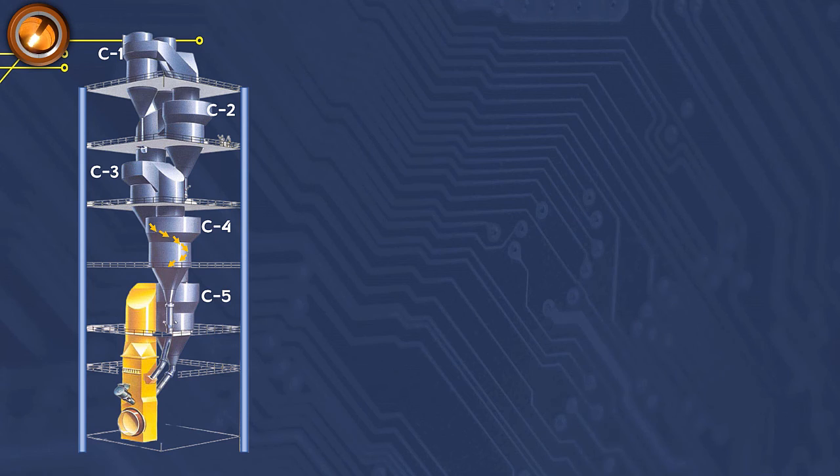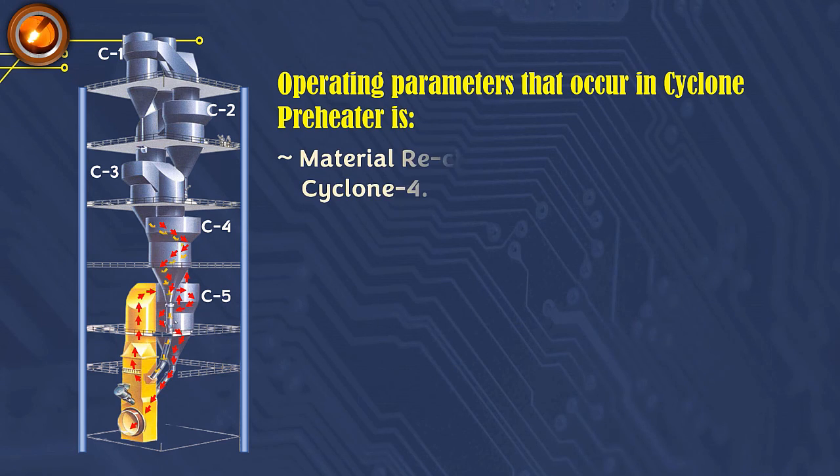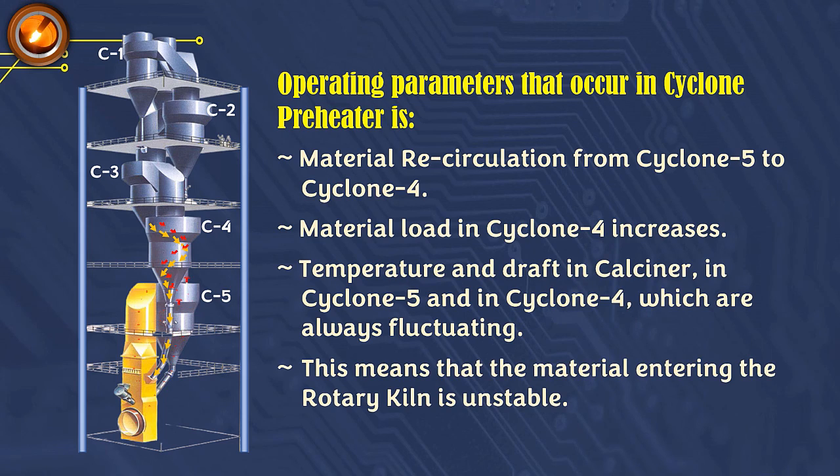Operating parameters that occur in cyclone preheater is, material from cyclone 4 goes to the calciner, then the material and hot gas are separated in cyclone 5, but some of the material is circulated to cyclone 4 with the hot gas. So, the material load in cyclone 4 increases, then the material returns to the calciner and to cyclone 5, most of the material enters the rotary kiln and some is circulated to cyclone 4.